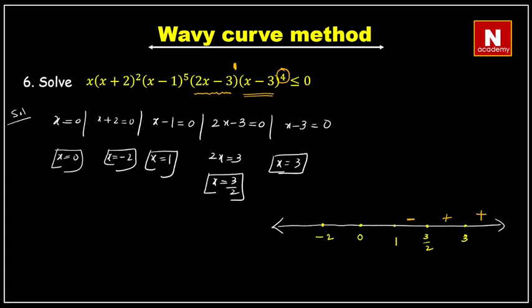Next at 1, observe that the power of x - 1 is 5. 5 is an odd number, so at x = 1 the sign changes, negative to positive. At x = 0, the power of x is 1, 1 is odd, so again the sign changes at x = 0, positive to negative. Next at -2, we have to observe the power of x + 2, which is 2. 2 is even, so there is no change in the sign. So this is again minus.